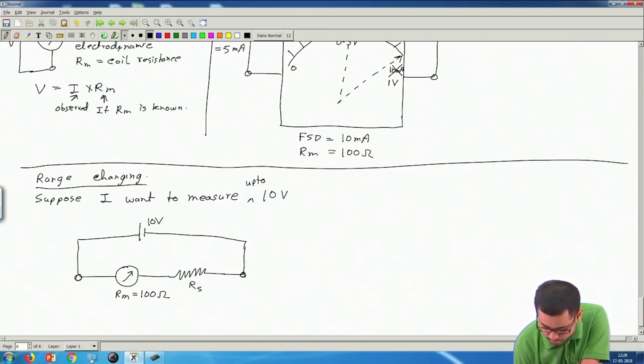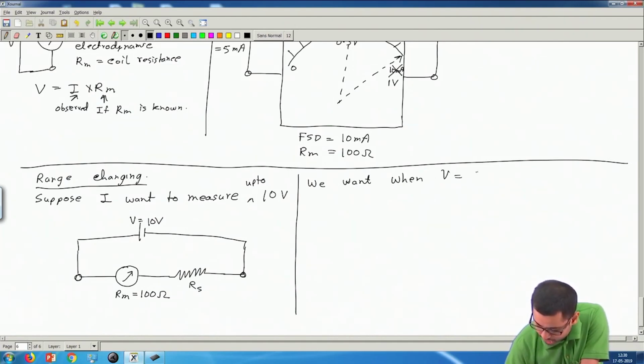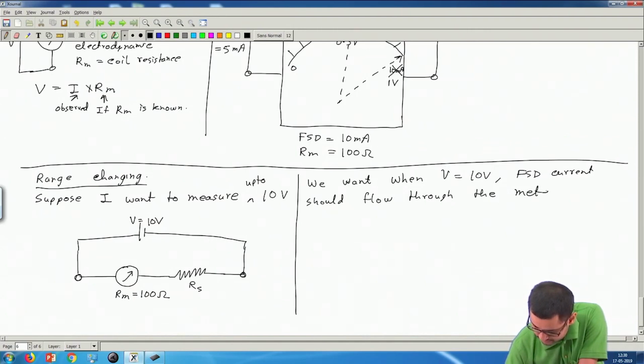Now when this voltage is 10 volt, I want the pointer to go to the extreme right position. That means full scale deflection current should flow through the meter. So we want that when V is equal to 10 volt, FSD current should flow through the meter. So, to achieve this, what should be the value of Rs?